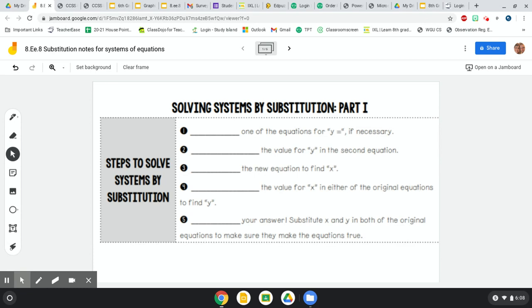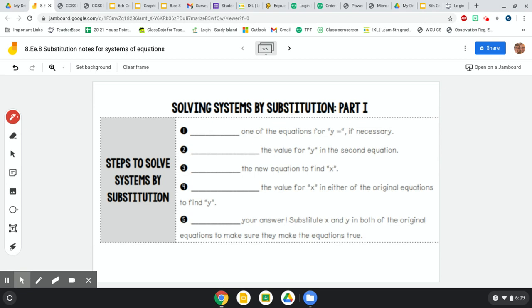So I recommend while I am going through this part to either get a notebook out and add it to your notes, or save this Jamboard so you have these notes available for when you're trying the activities and working on learning this strategy. So starting out with, there's the 5 steps that you kind of see in front of you right now.